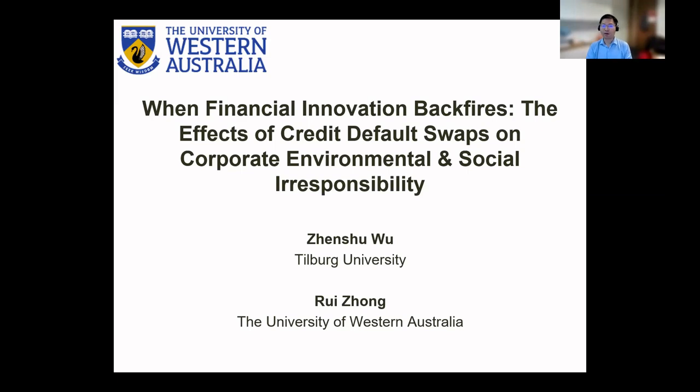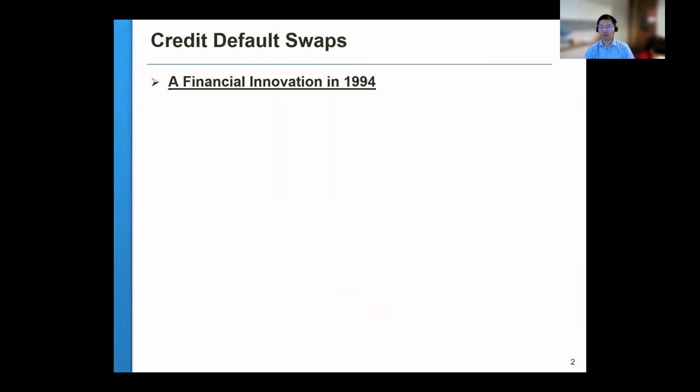The title of my paper is When Financial Innovation Backfires: the Effects of Credit Default Swap on Corporate Environmental and Social Responsibility. Basically, I just focus on the impacts of the financial innovation, which is the CDS. CDS is a relatively new financial instrument compared to the traditional ones. It was invented in 1994 and became very famous during the subprime financial crisis. Actually, it was invented by this woman, Blythe Masters.